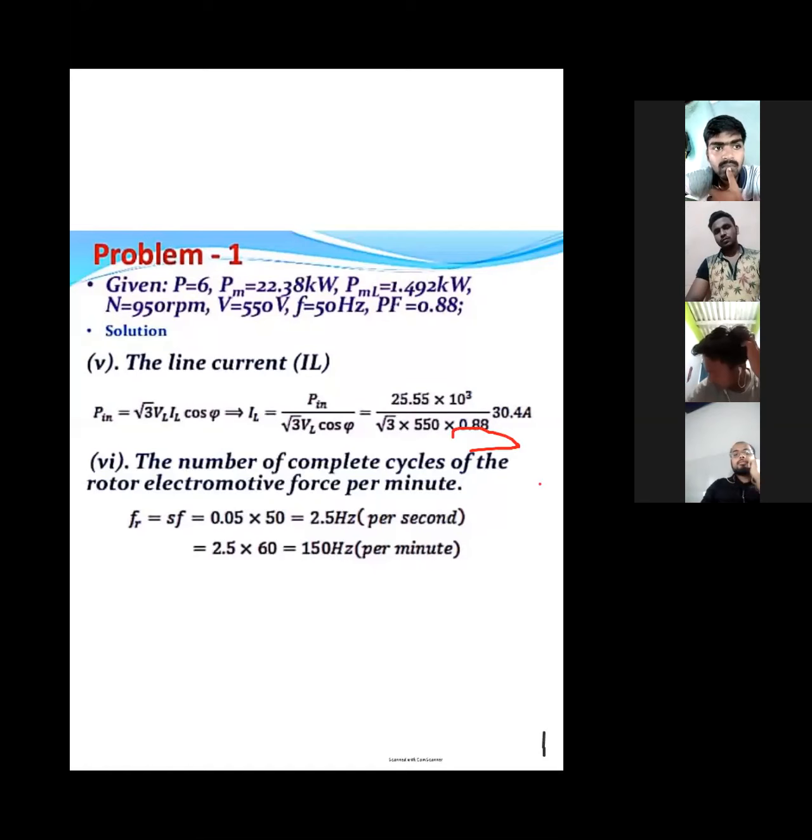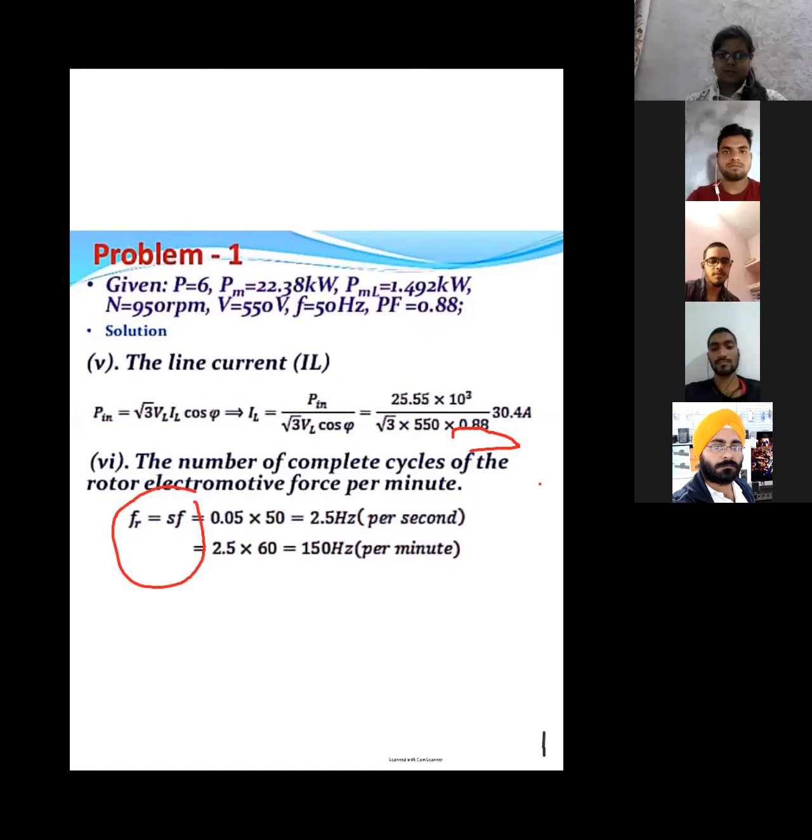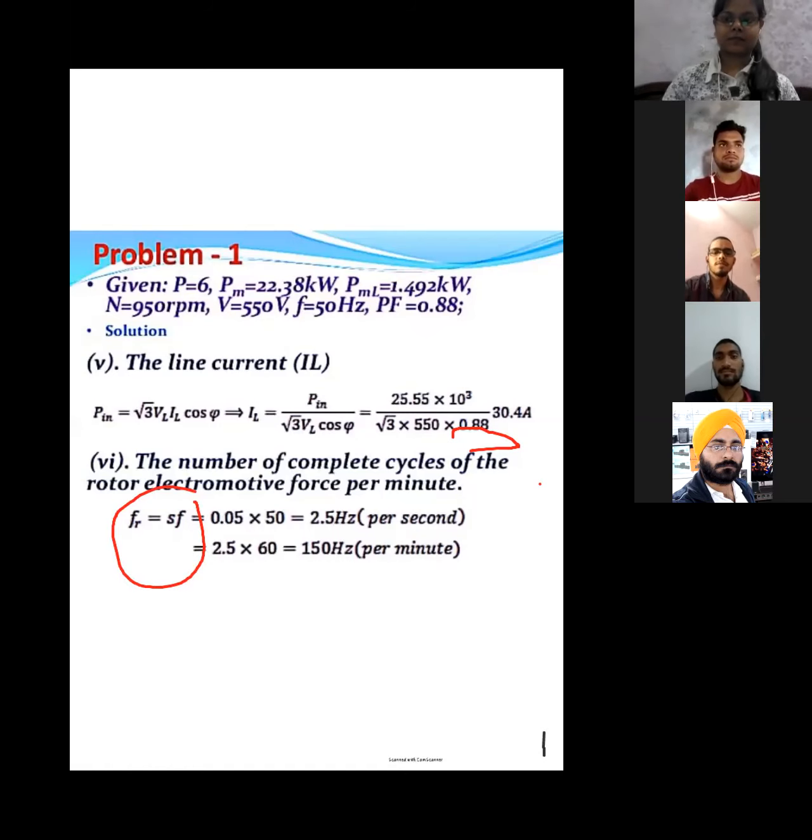Now, the number of cycles of the rotor electromotive force per minute. You know the frequency induced in the rotor is less as compared to the stator frequency. So using the formula Fr is equal to S into F, where Fr is the frequency of the rotor and F is the stator frequency, given in the problem as 50 Hz, and the slip we have calculated was 0.05. So 50 into 0.05 is 2.5 Hz.